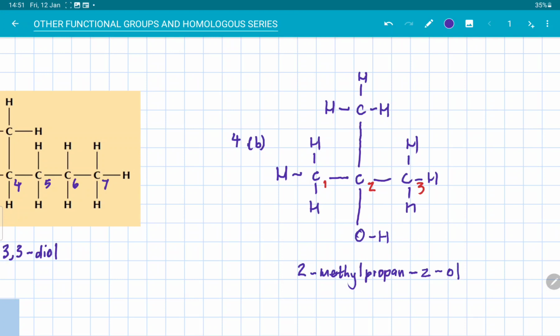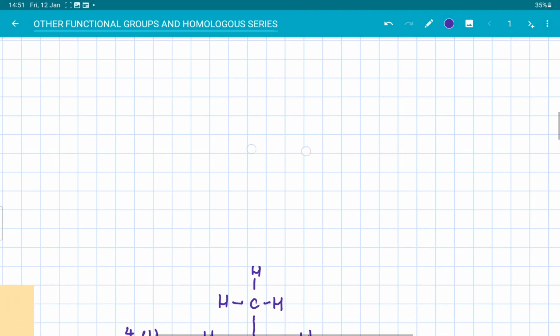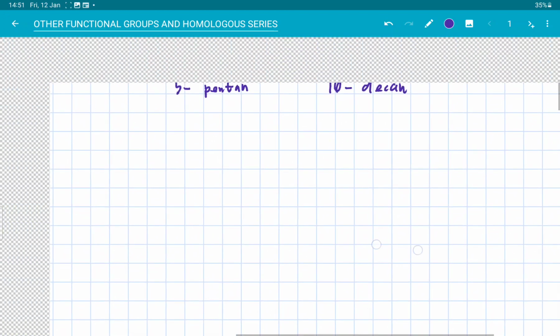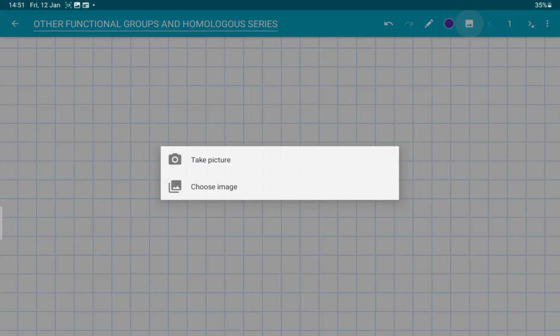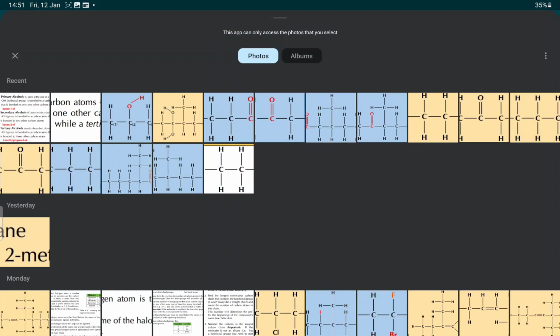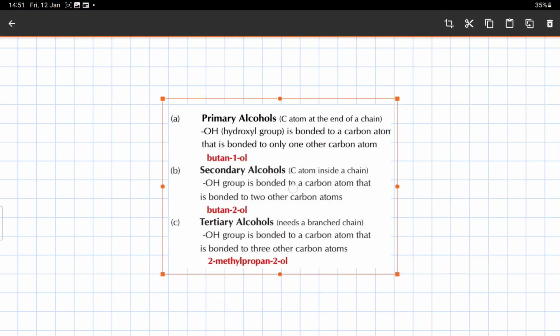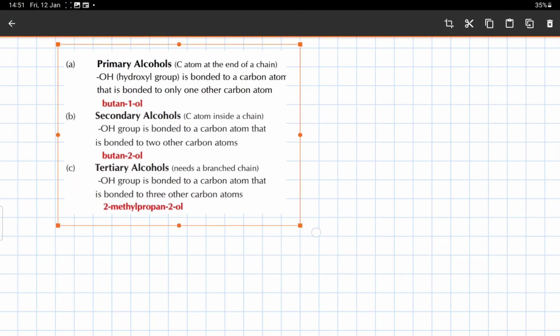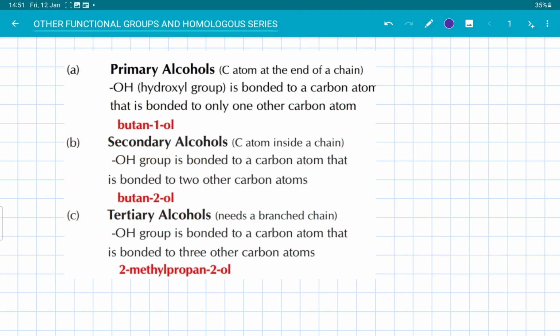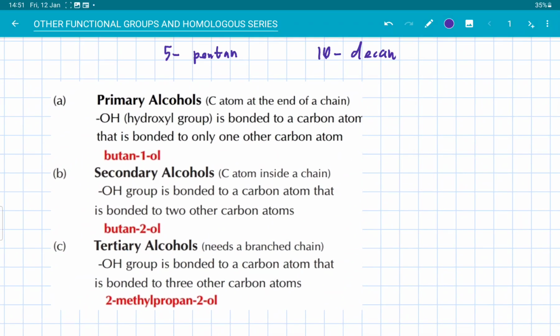Then now let me provide some space here before I talk about the different types of alcohols. Let's read here. We have 3 different types of alcohols.